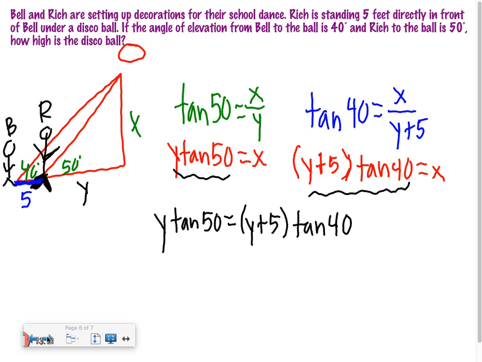Distribute. Remember, this is just some decimal, right? This is just like 0.8 or something. I can take this times y and to 5. It's going to look gross, but I promise it simplifies out. So leave the left side by itself. We didn't do anything to that over there. But now we're going to distribute this tangent of 40 to the y and to the 5.